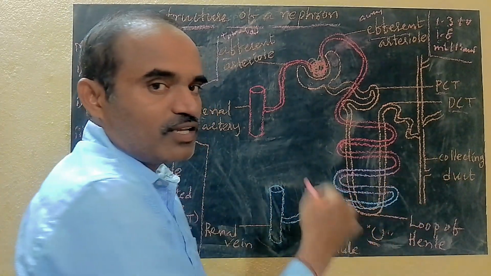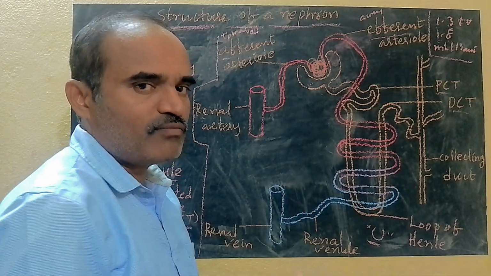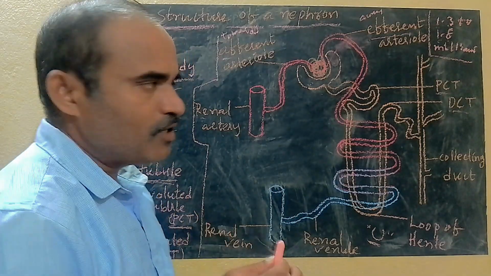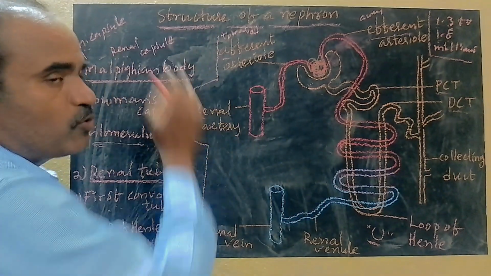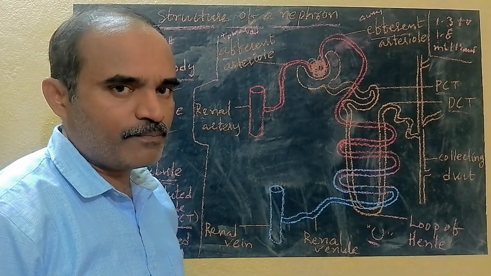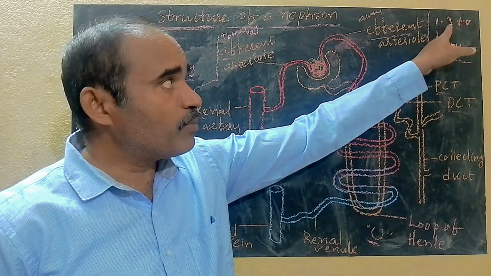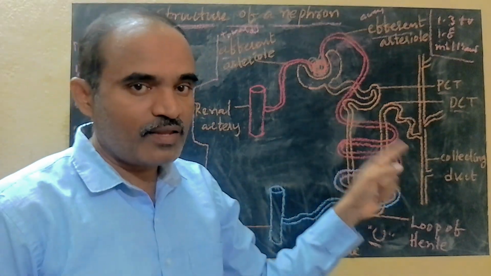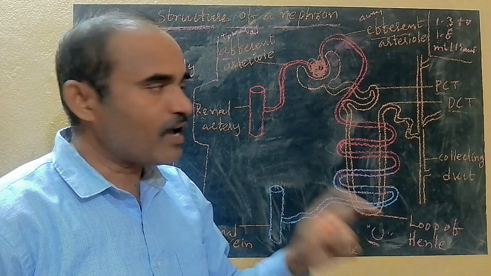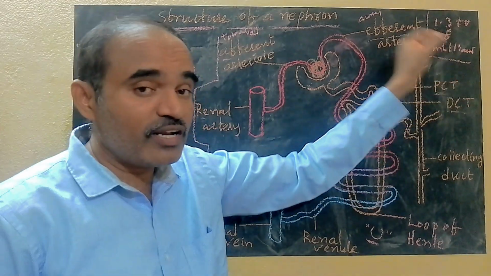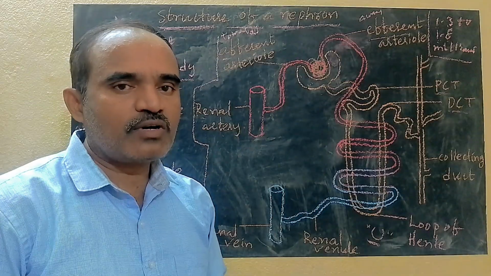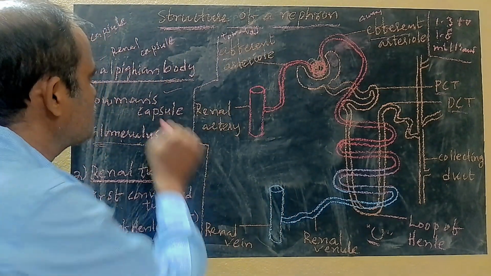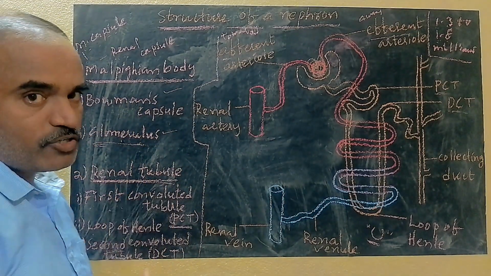So all the collecting ducts together form the pyramids and calyces. Calyces open into the pelvis. So this is about the two main parts of the nephron. Each nephron has two parts, and each kidney has 1.3 to 1.8 million nephrons. Nephrons are also called uriniferous tubules. Each nephron has two parts, the Malpighian body and a renal tubule.